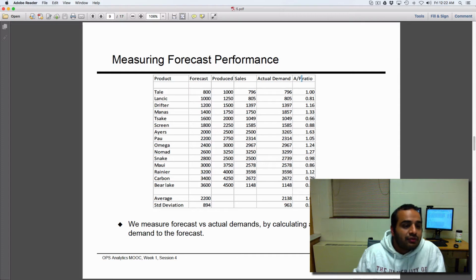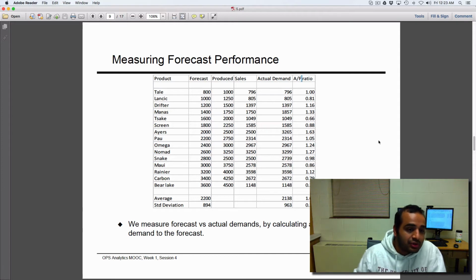So we measure the forecast versus the actual demand by calculating the ratio of actual demand to the forecast, and this is called the AF ratio. We are interested in generating an empirical distribution function of our forecast accuracy. And remember, the AF ratio is useful in developing our understanding of forecast accuracy. We evaluate the AF ratio for all past observations. The AF ratio measures how much the actual demand deviated from the forecast.